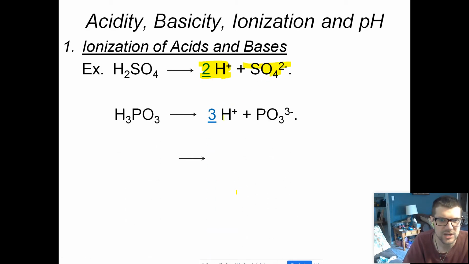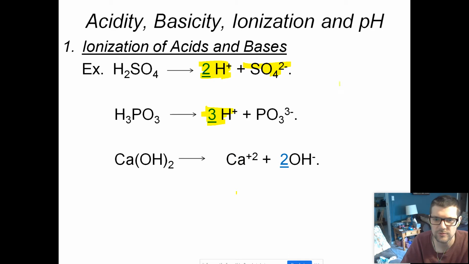So this dissociation is going to tell us a little bit about how many hydrogen ions there are floating around, and it's going to dictate a little bit the strength of the acid or base. Here's calcium hydroxide, with two hydroxides for every calcium.